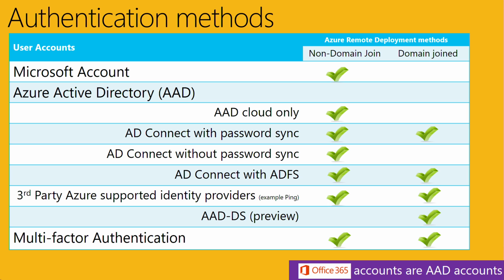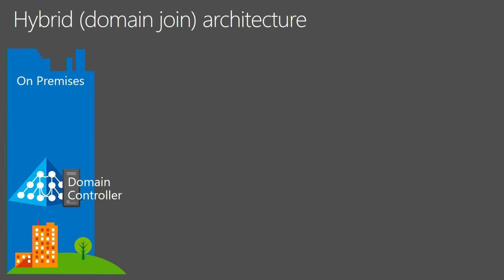Domain join. Now, domain join, as you can see, doesn't have all the checkboxes next to it. And to understand the reason for that, we need to fundamentally understand how a domain join deployment of Azure RemoteApp, or a hybrid, actually works. And so let's walk through that. I got a really cool GUI here. I'm going to show you guys that.